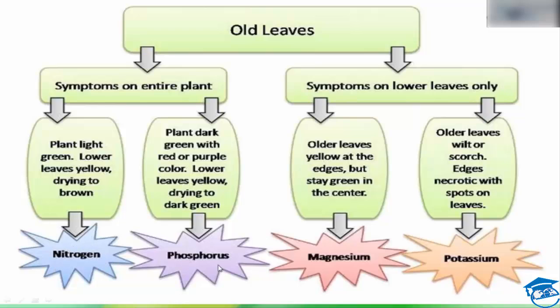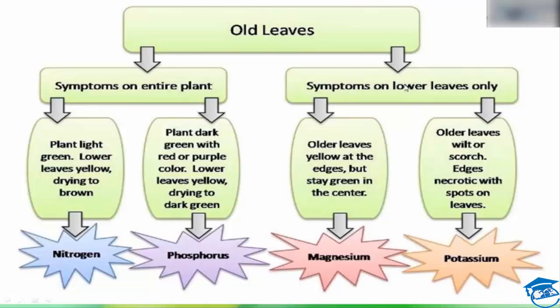And what about phosphorus? Plant dark green with red or purple color. As I have told you, purple color occurs because of the anthocyanin accumulation in the vacuole of the cell. And lower leaves become yellow, drying to dark. This was the characteristic deficiency symptom of phosphorus.